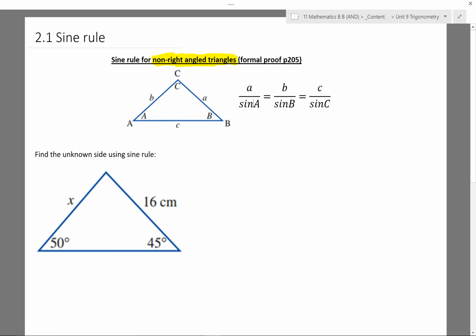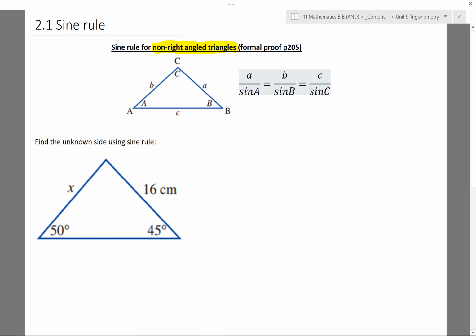You'll notice that the sine rule, a on sine A, b on sine B, c on sine C, looks like it has two equal signs, looks really weird. We're probably never going to use all three at once. We might just use these two, or we might just use this equation, or we might use just the A's and the C's. So let's have a look at trying to find this unknown side using the sine rule.